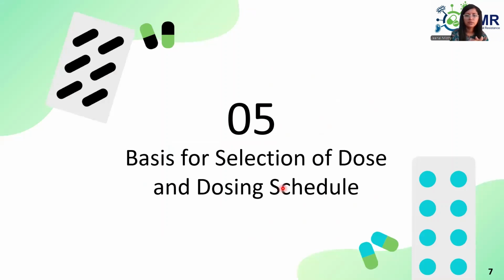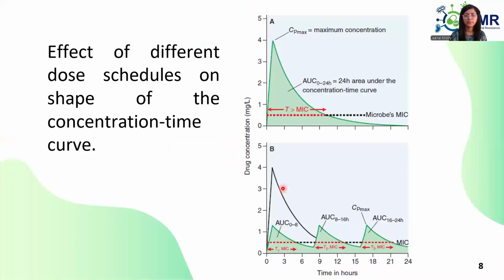So this is the impact of susceptibility testing on the success of antimicrobial agents, which is helpful for the clinician to choose the antimicrobial agent according to the susceptibility testing. The next thing is the basis of selection of dose and how the dosing schedule can be done, right?